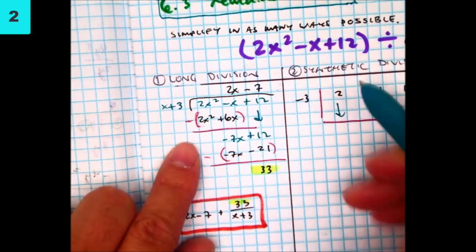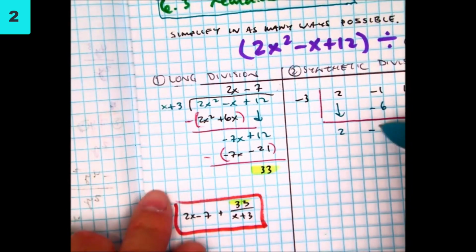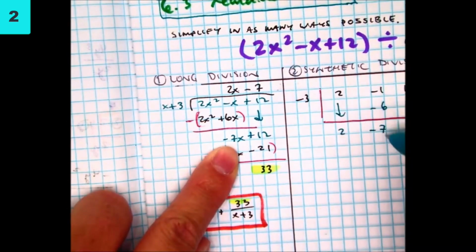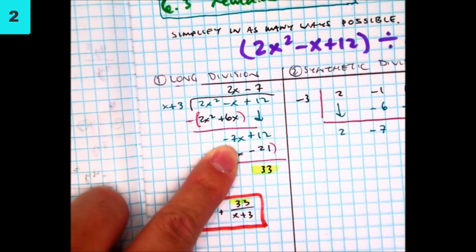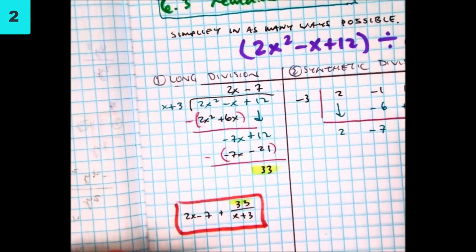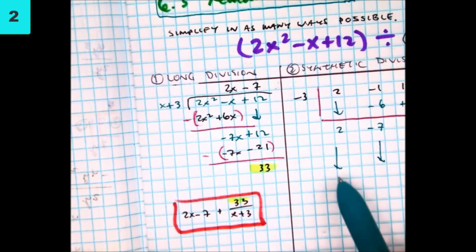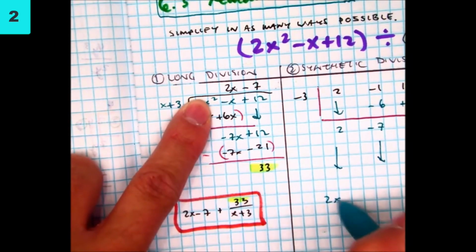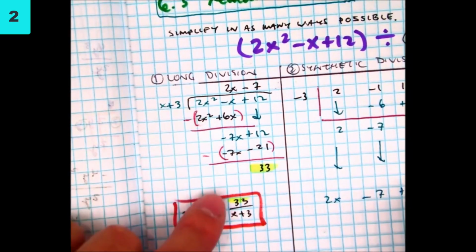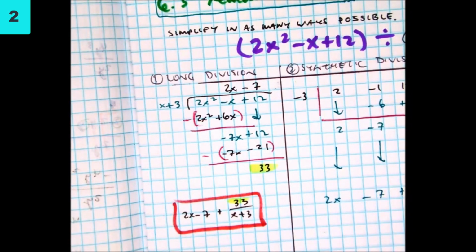We're going to bring this down. 2, multiply, add down. You'll notice you have the same numbers over here. That becomes a positive, negative times negative, and then that's 33. So our answer is pretty much the same, 1 degree less than what we started with: 2x minus 7 plus 33 over x plus 3. Again, I want to just highlight the remainder.